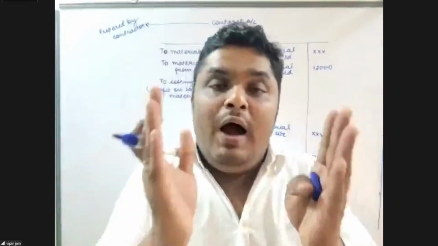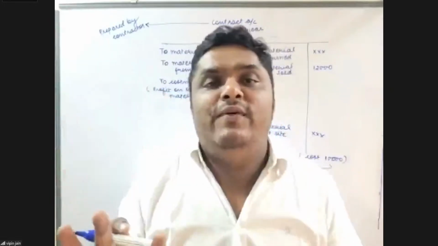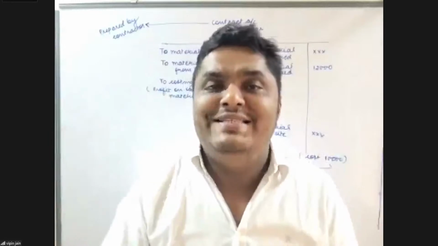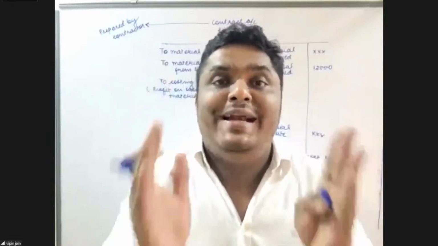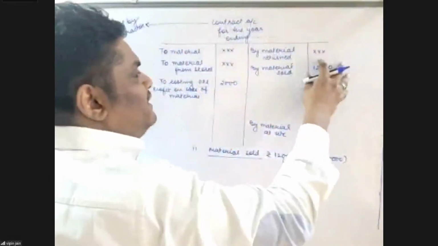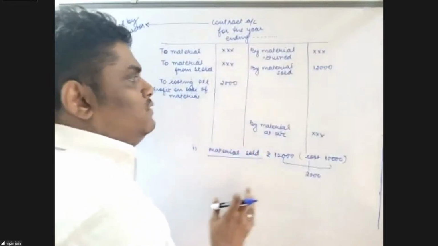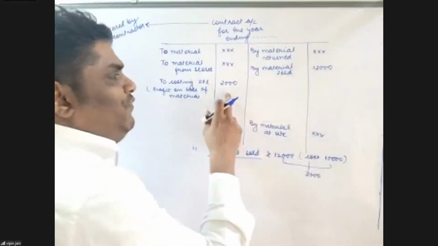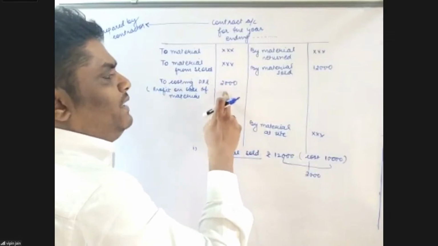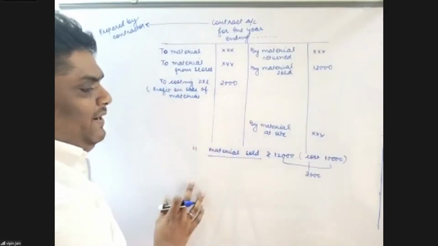Ultimately, out of the material provided to the site, 10,000 is utilized somewhere else. Either it is sold or it is utilized somewhere else. So हम लोग contract account में सिर्फ 10,000 का effect देंगे. So herein we are crediting with 12,000, but we are debiting again with 2,000. So the net effect is of 10,000. This 2,000 profit does not belong to this contract. That's why it is transferred to costing P&L.